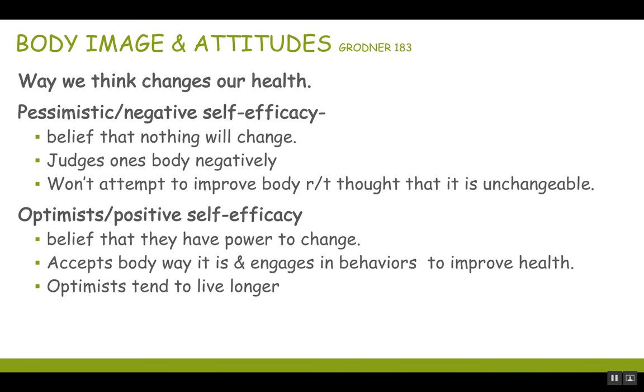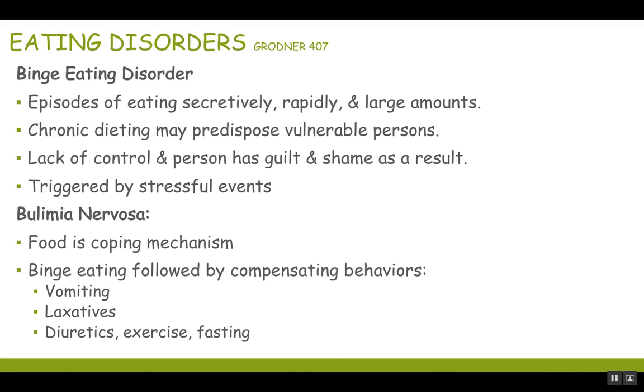Now, there's also eating disorders out there. So we talk about binge eating and bulimia nervosa, and you've probably heard of these, along with anorexia, which we're going to talk about. So what happens with a binge eating disorder is you have these episodes of eating rapid, large amounts of food, and it's usually done secretively. So a lot of times maybe they'll have a secret stash, or they eat when someone's not home, so they're not judging them, and they eat just tons. And then they have a lot of guilt and shame as a result of it. It's generally triggered by things like stressful events in their life.